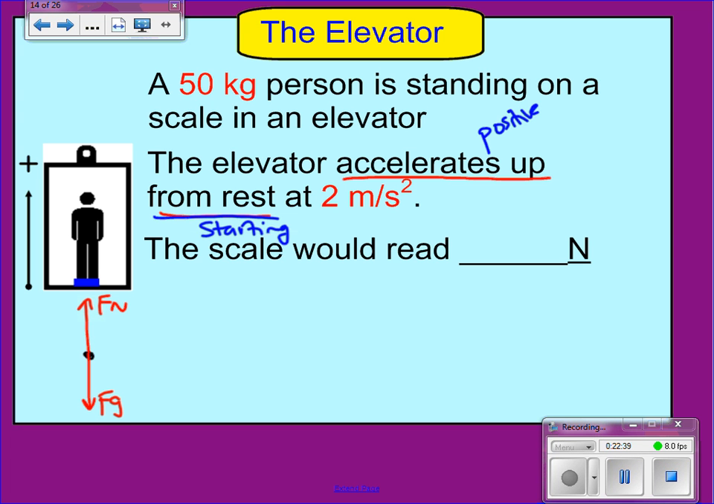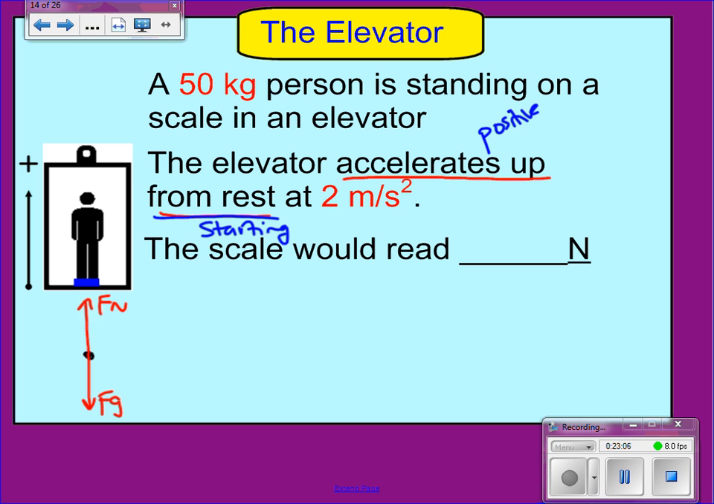Now, remember Newton's first law. An object wants to keep doing what it's already doing. You, as the person on the elevator, you're at rest, so you want to stay at rest. You don't want to move. But what happens? The elevator beneath you is pushing up into you. So it's almost like for a couple of moments there, the bathroom scale beneath your feet is pushing into your feet. So the scale is going to read a little heavier than your normal body weight.